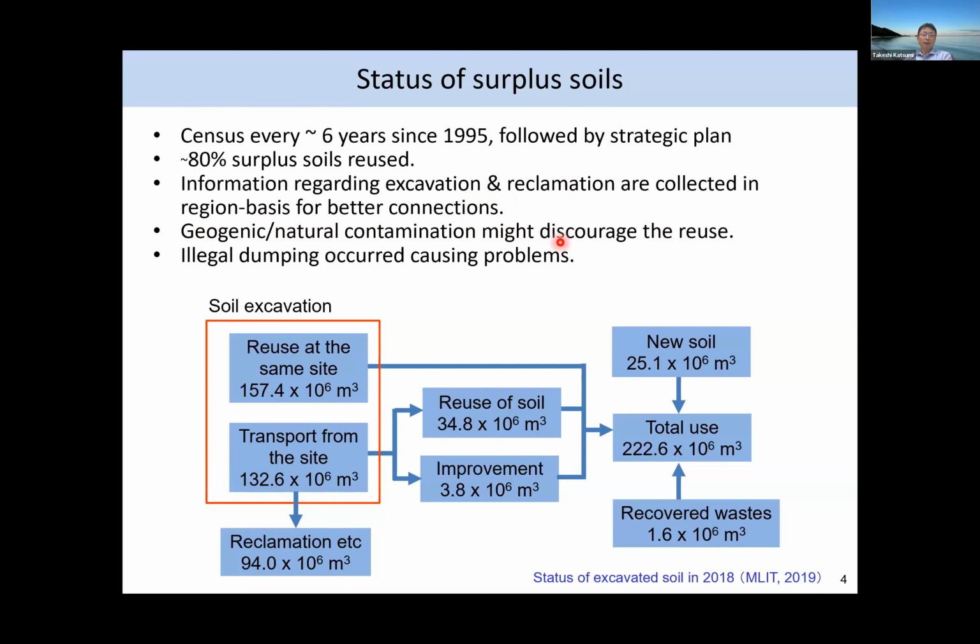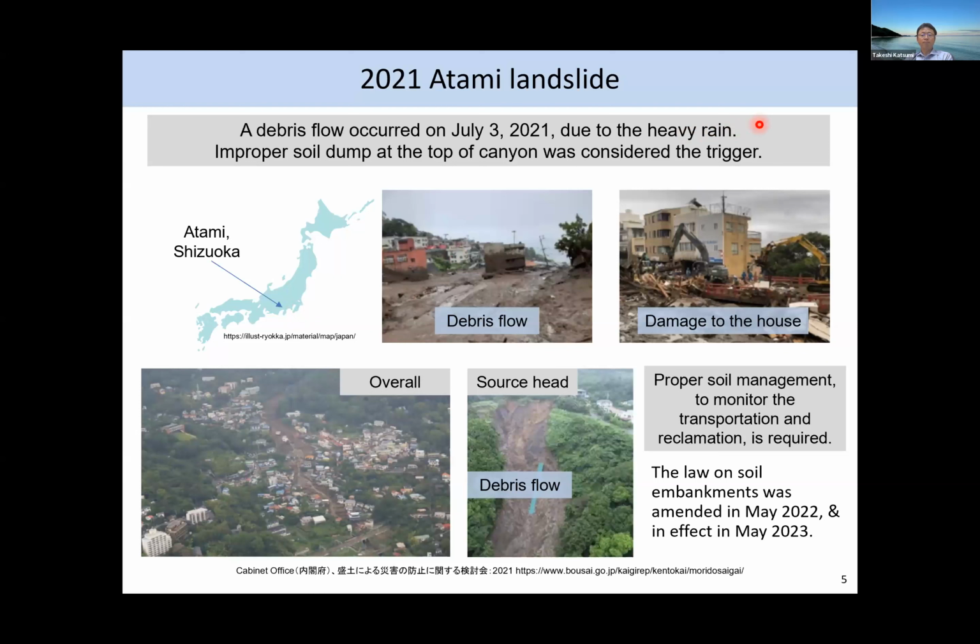For example, 2 years ago, we had a serious debris flow near Mount Fuji due to heavy rain. But not only the heavy rain, but also improper soil dumping was considered a trigger. So people started to be aware that proper soil management to monitor the transportation and reclamation of the soil is required. The location is called Atami City.